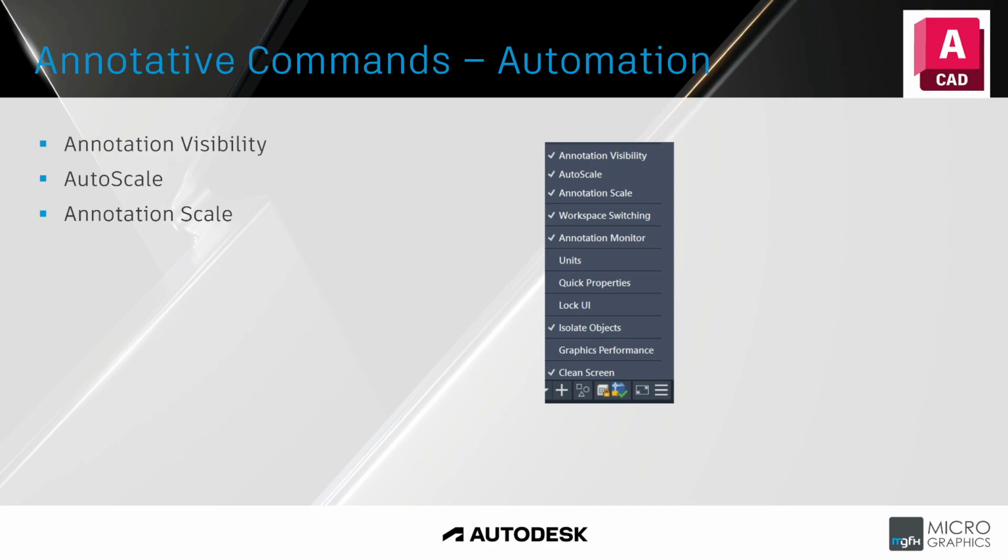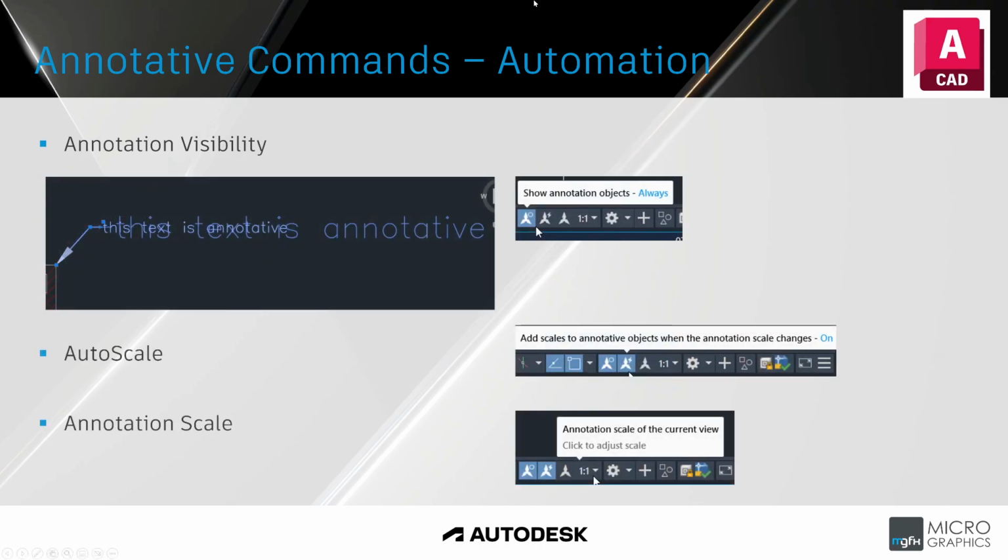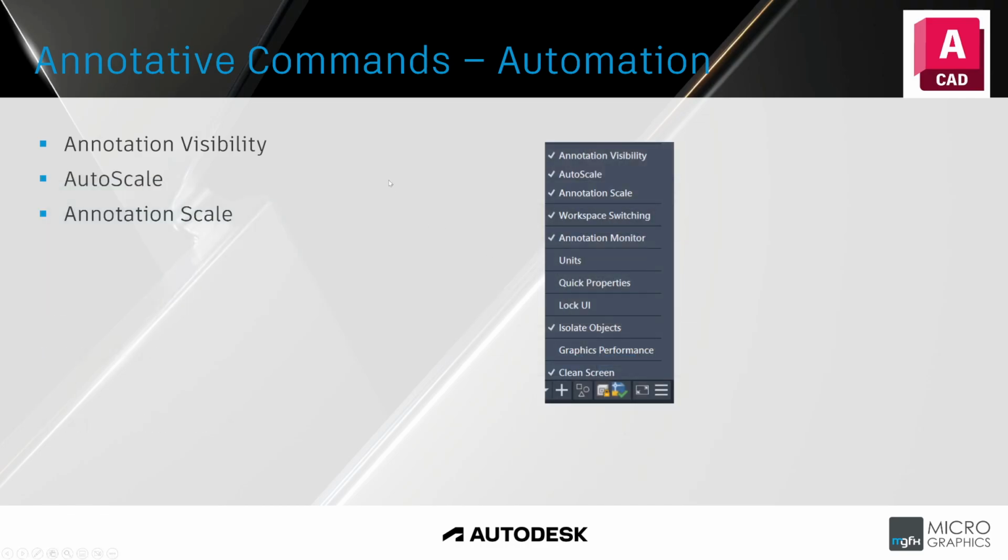The other way to do it, you can do a little bit of automation, where you can use the auto scale function. At the bottom of your AutoCAD, you'll see three little objects over here, this 1, 2, and 3. Those are your annotation objects. The first one is your annotation visibility, the second one is your auto scale, and then your annotation scale.